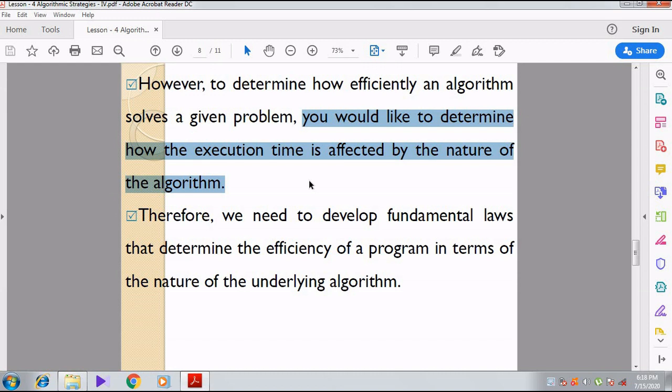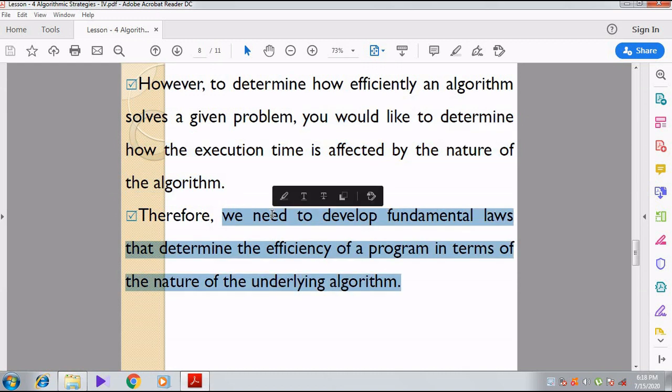Right? Then we need to develop fundamental laws that determine the efficiency of a program in terms of the nature of the underlying algorithm. So we want to create some basic laws. That's what they have created in programming languages. The programming languages contain some basic syntax. We want to create a for loop like this. We want to use the while loop like this.